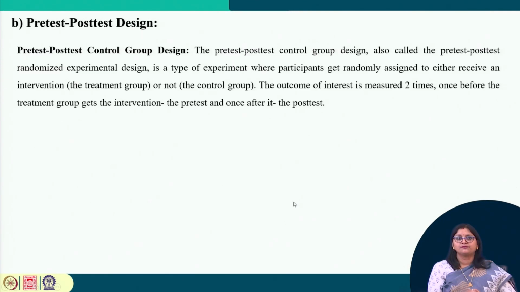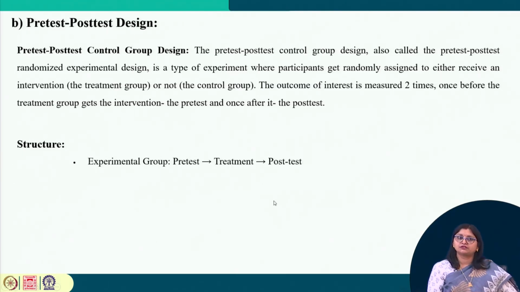The second one is the pre-test post-test design. Here the pre-test post-test control design is also called the pre-test post-test randomized experimental design. It is a type of experiment where the participants are randomly assigned to either receive an intervention or not. The outcome of interest is measured two times, once before the treatment group gets the intervention, the pre-test, and once after it, the post-test.